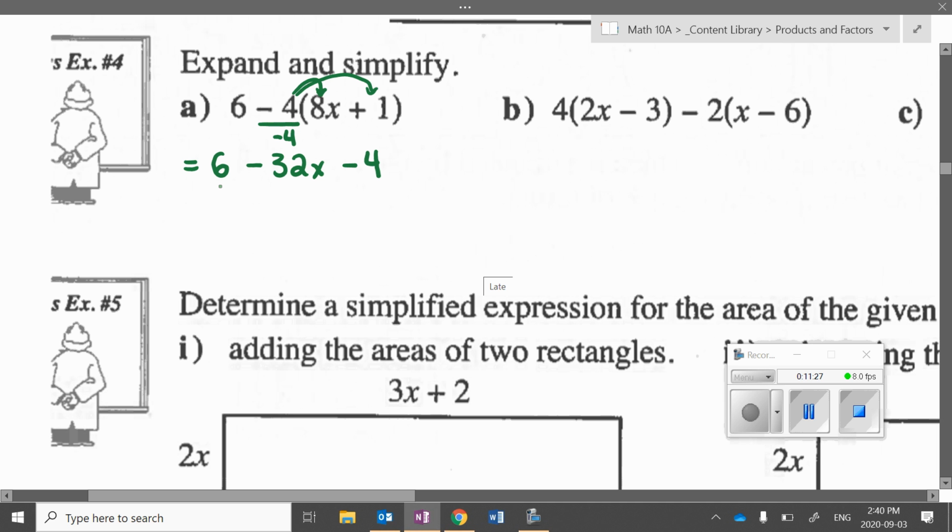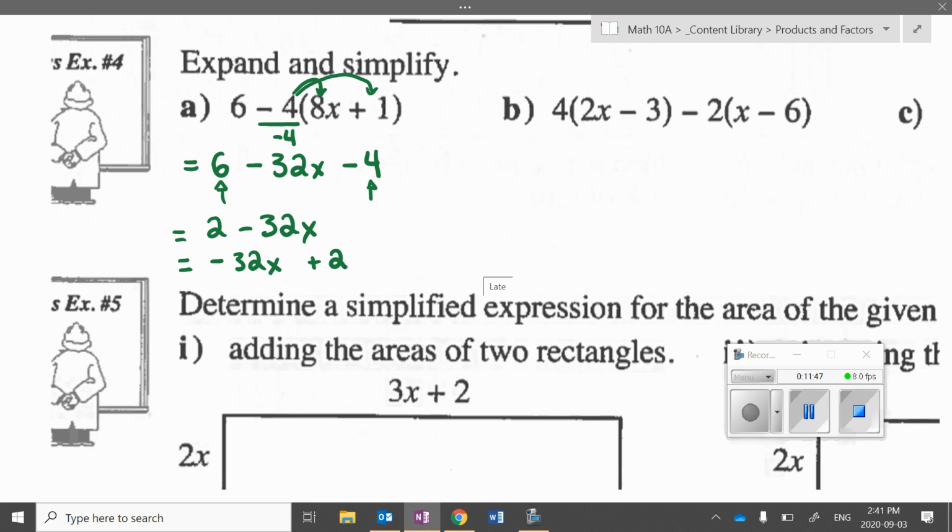Good, I can simplify further. The 6 and the 4 are like terms, so 6 minus 4 gives us 2. So 2 minus 32x, that's an okay answer. Better is to go negative 32x plus 2, because we want that highest degree to go first. The negative 32x has a degree of 1 versus just a solo number has a degree of 0. That 2, there's not a sign in front of it, which implies it's positive. So that's why it's plus 2.